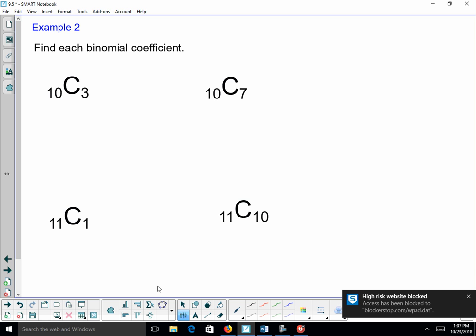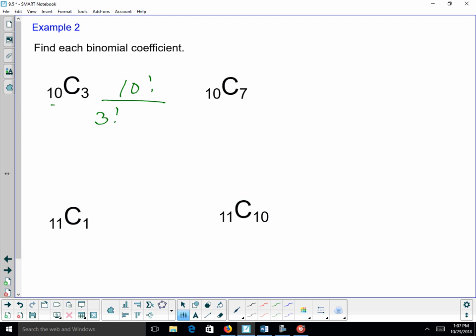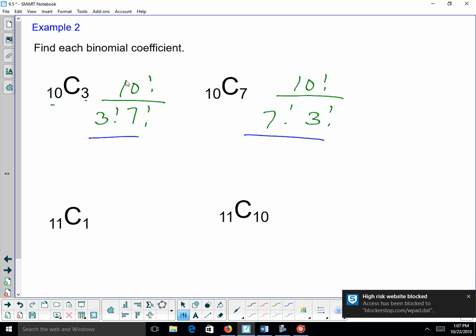If I have 10 choose 3, that would be 10 factorial over 3 factorial, 10 minus 3 is 7 factorial. When I do 10 choose 7, that's 10 factorial over 7 factorial, 10 minus 7 is 3 factorial. You should realize that these two are going to give me the exact same answer, even though the denominator is written in the opposite direction. That's one of the reasons why the coefficients of my binomials are symmetrical, because of this pattern where they repeat.